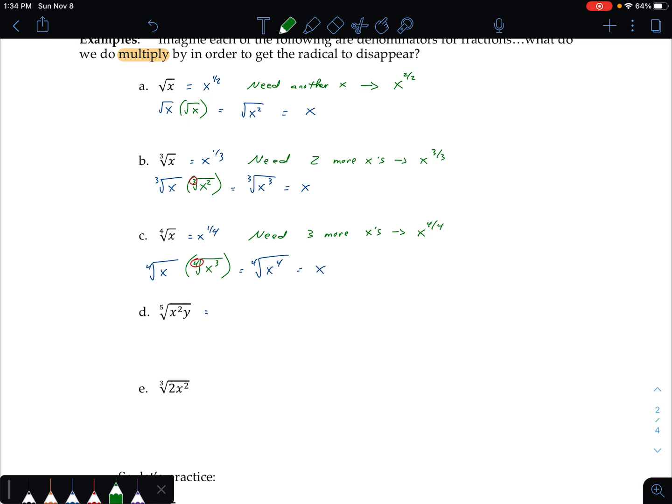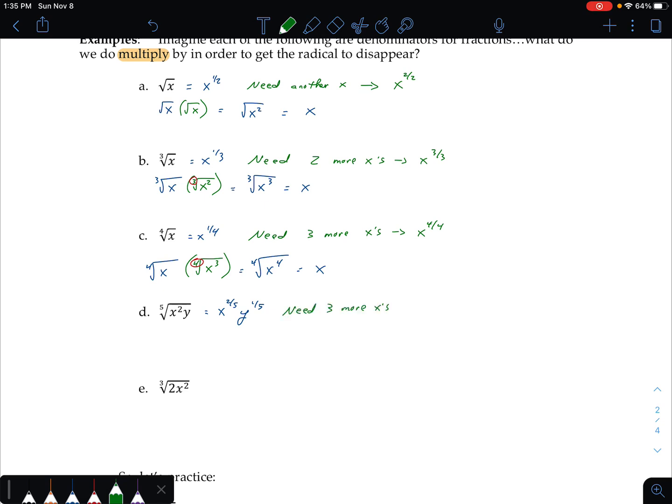Okay, now let's see if there's more than one. What do we do with an x and a y? And what happens if there's a 2 in there? So let's look at the next two. I have a 5th root here. So that means I have x to the 2/5, power of 2 in a radical with an index of 5, and y to a power of 1 in an index of 5. So same idea, except we're just doing it twice.